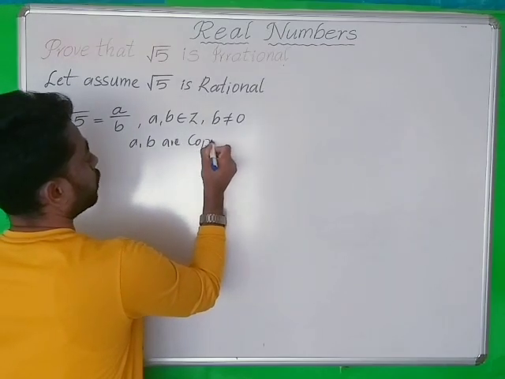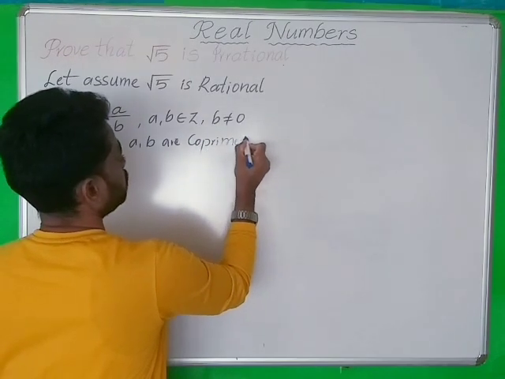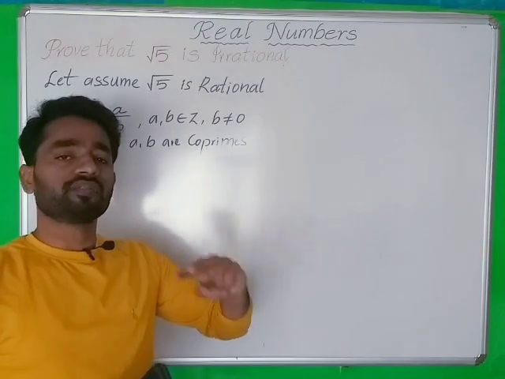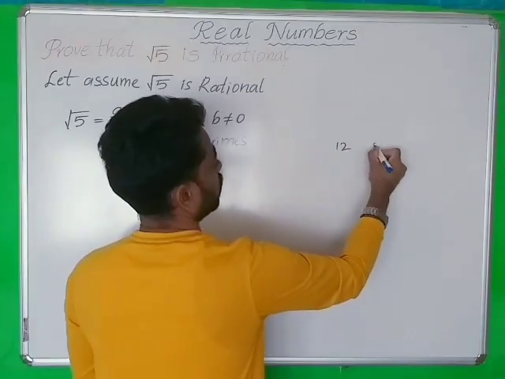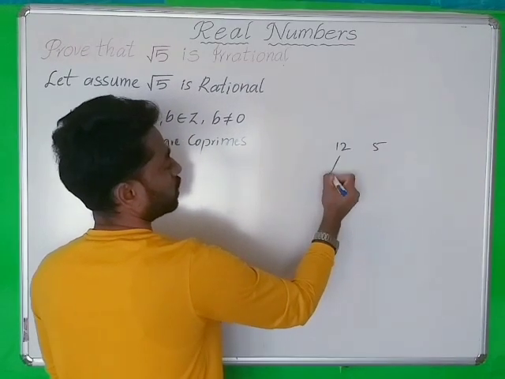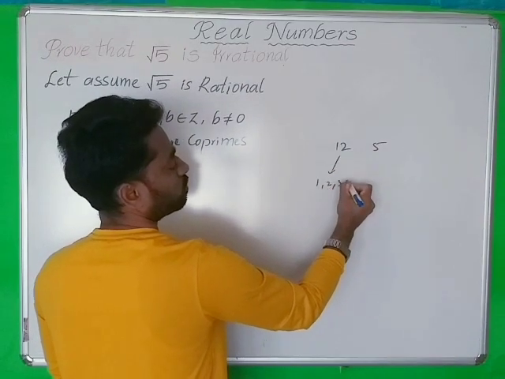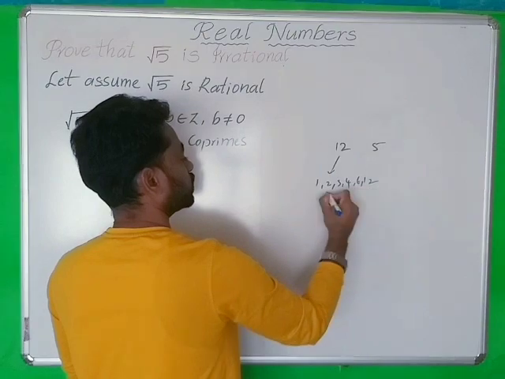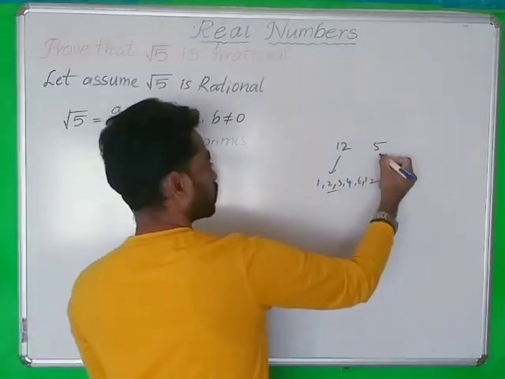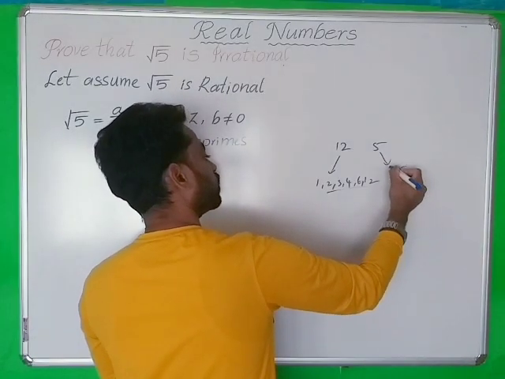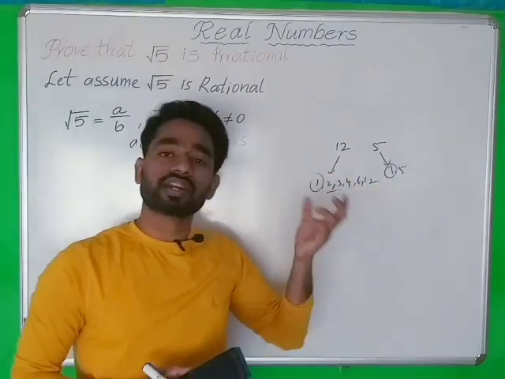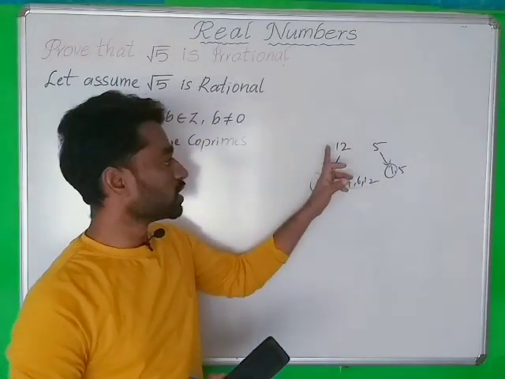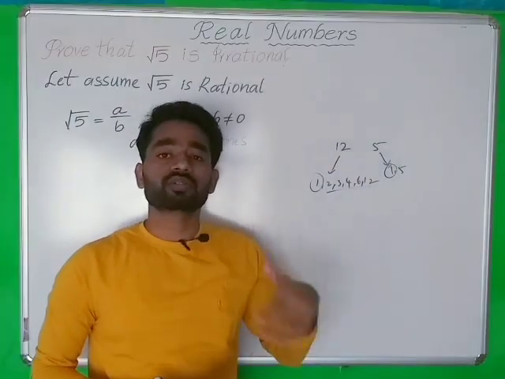So what are co-primes? Co-primes means two numbers whose highest common factor is 1. For example, I am taking 12 and 5. What are the factors of 12? 1, 2, 3, 4, 6, 12. These are the factors of 12. And what are the factors of 5? 1 and 5. So what is the common factor? Only 1 is the common factor, that is the highest common factor. That's why 12 and 5 we can call co-primes.